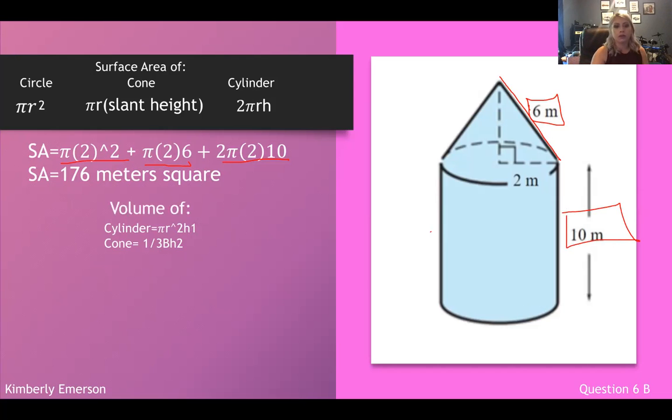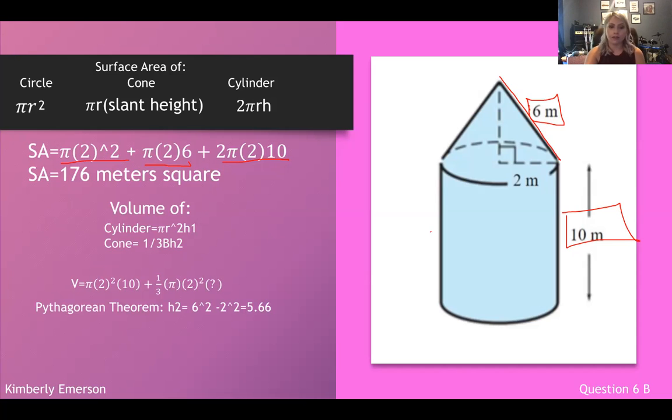So the volume of the cylinder is pi radius squared times height. The cone is 1/3 base times height. So volume equals pi times radius 2 squared times 10 plus 1/3 times pi times radius 2 squared. And then we are going to use the Pythagorean theorem to find our question mark. I'm sorry, this is also a little bit sloppy, but just bear with me, and it will all make sense at the end.